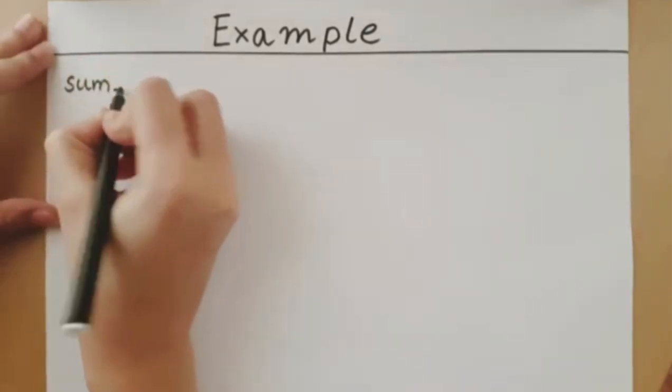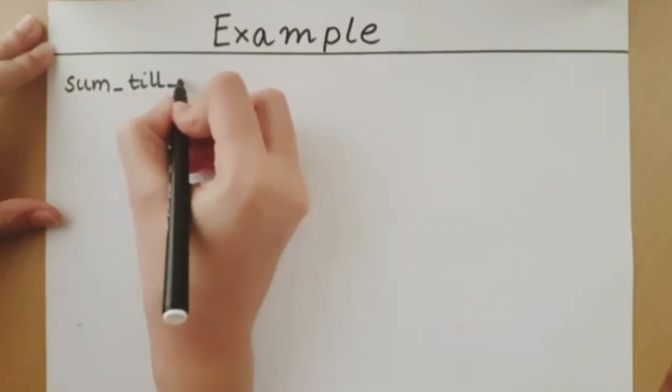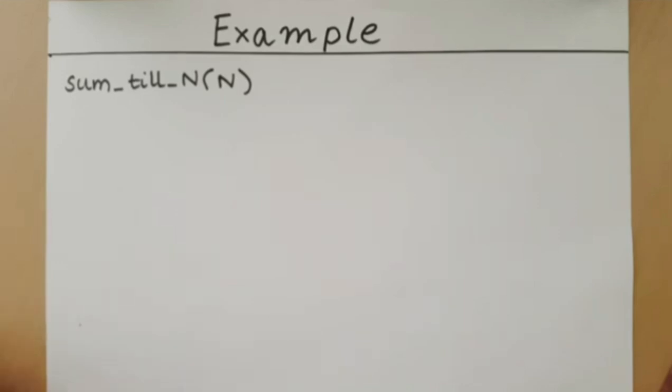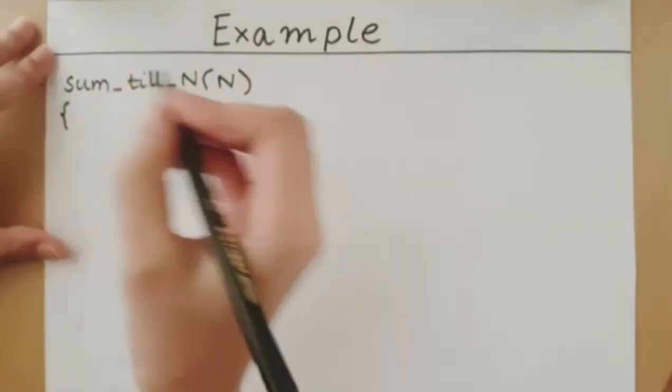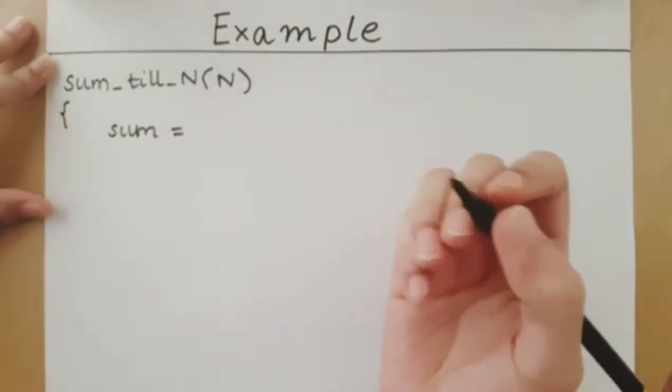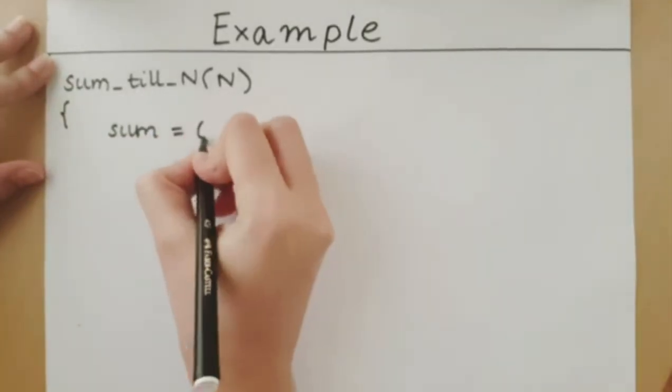Let's look at an example of an entire algorithm and see if we can count the number of operations it takes in its worst case. So the example I have taken here is a simple function to sum digits from 1 till n. I'm taking n as my input variable. The first step is I'm going to assign a variable called sum the value of 0.